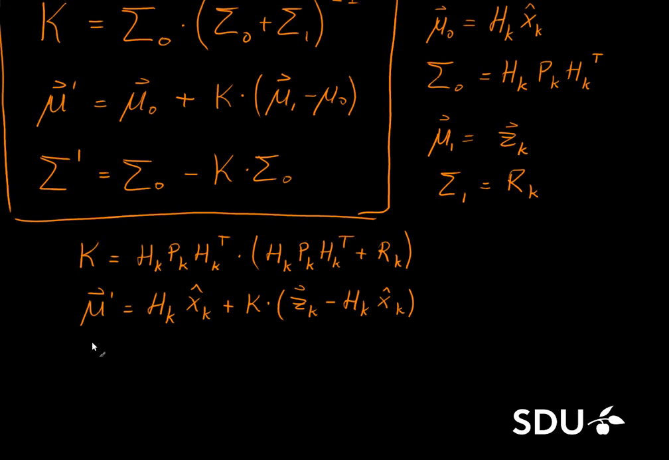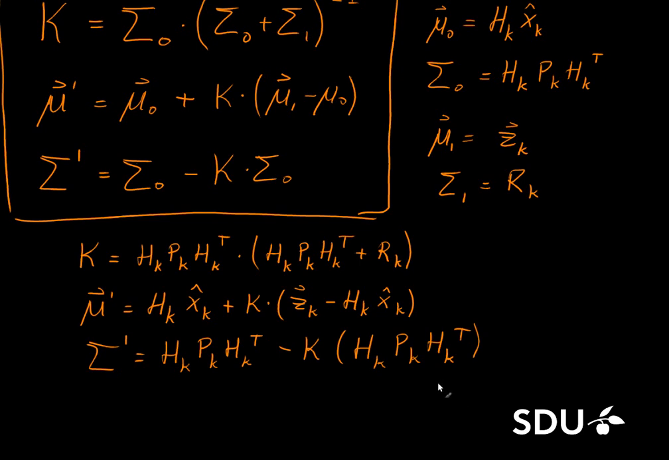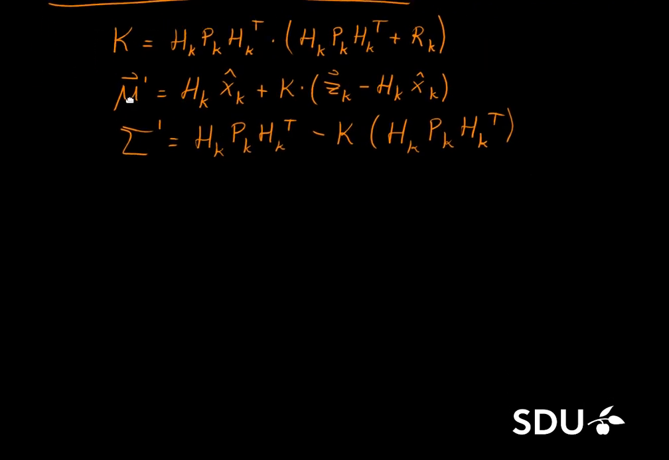And finally, we need to update our covariance matrix, or to describe our uncertainty about this system. And this is whatever we started out with. Like this, and then minus our Kalman gain multiplied with the same thing here. Let's just close the parenthesis here. So far, so good. So now we have a new estimate of where our system is, and we can actually see if we can interpret this in a proper way.